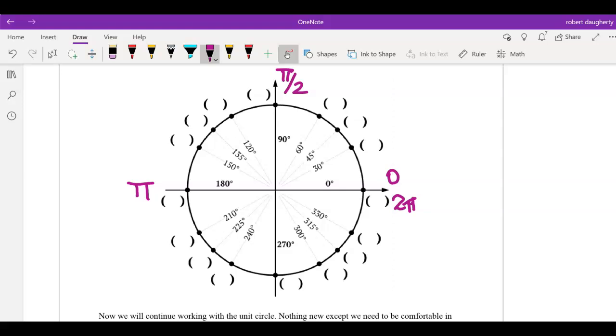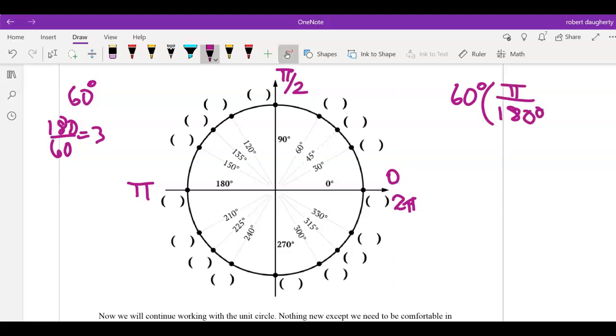Okay. Now let's take a look at a couple of others. Let's look at 60 degrees. Between 0 and 180, how many times will 60 happen? You know that 180 divided by 60 is what? 3. Okay, so from 0 to pi, 3 times 60 will occur. So I can just convert: I know that 180 degrees is pi radians. So this gives me 60 over 180, which is just pi over 3. So 60 degrees is pi over 3.